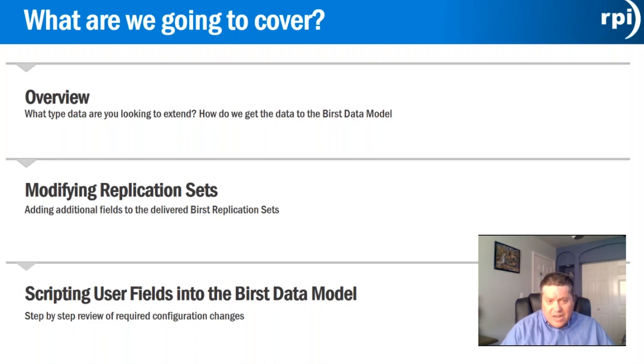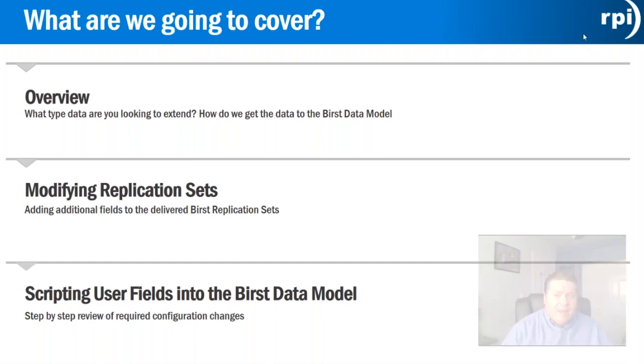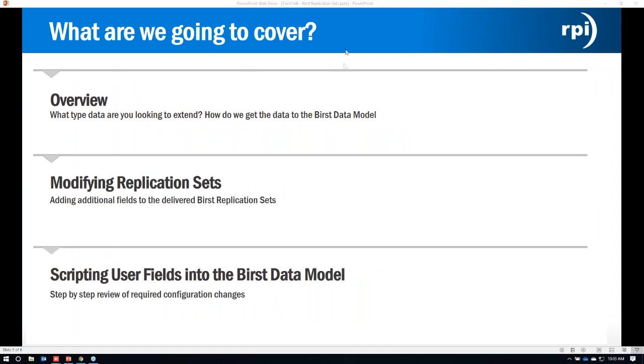So I do have a couple slides that I'm going to show you just to give you an overview of what we're looking to accomplish, as well as how data flows from FSM to Birst. So we'll go through that, and then we will break into the application, and we're going to look at how we modify replication sets to get that data in there, and then what scripting we need to do in Birst to actually get that to show up in the data model and on your reports.